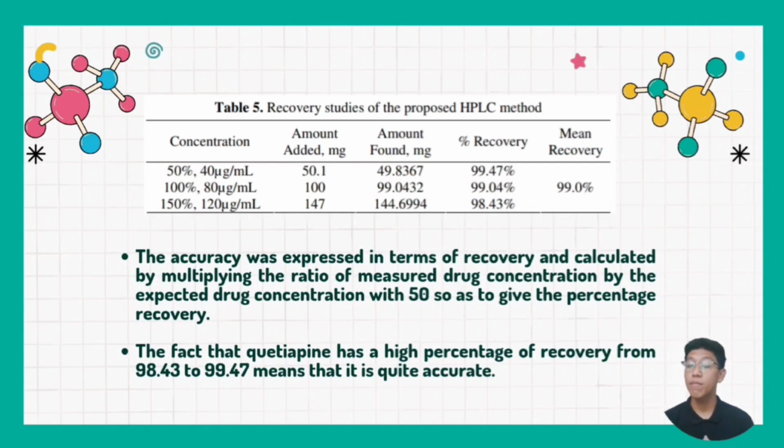Lastly, based on Table 5, the accuracy was expressed in terms of recovery and calculated by multiplying the ratio of measured drug concentration to the expected drug concentration by 100 so as to give the percentage recovery. In fact, quetiapine has a high percentage of recovery, which is 98.43 to 99.47. So that means it is quite accurate. No interfering peaks were detected in the chromatogram using this method.